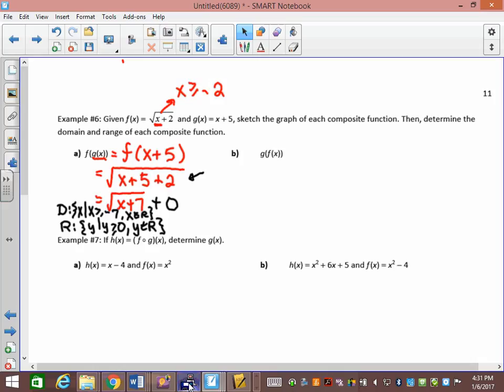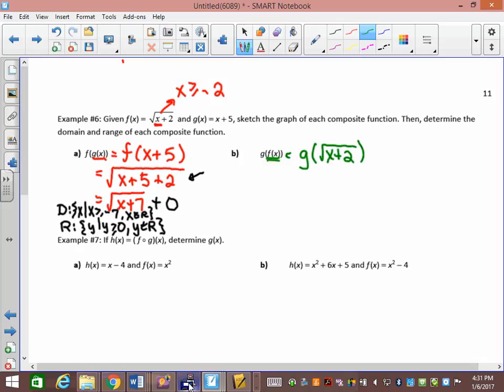Now, what about g of f of x? So now I'm going to put f of x in here. So I have g of square root x plus 2. So now all the x's in g are going to become square root x plus 2. So the x plus 5 is going to become square root x plus 2 plus 5. So now our point 0, 0 has been moved to negative 2, positive 5, right? Because we moved 2 to the left, 5 up.